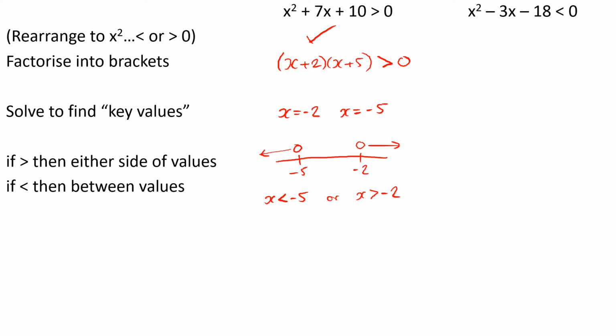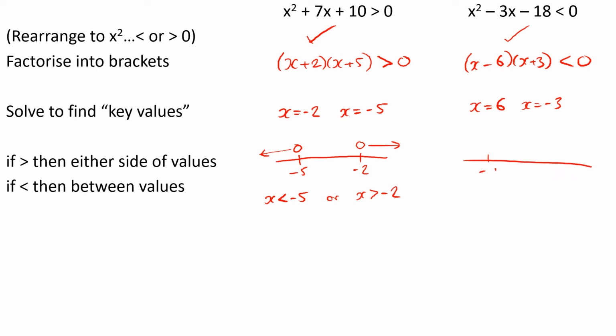So let's do that with the other one. Firstly, we need to rearrange it, already been done. Factorize it into brackets. So times to -18 adds to -3. That's going to be -6 and +3. And again, remember the symbol. Solve to find the key values. So change the signs. Our values are 6 and -3. And then put them on a number line.